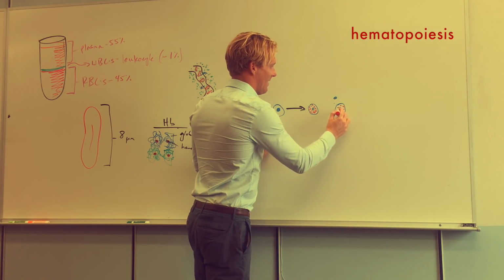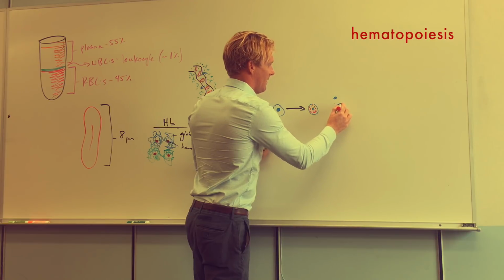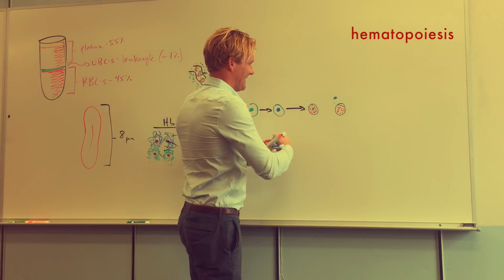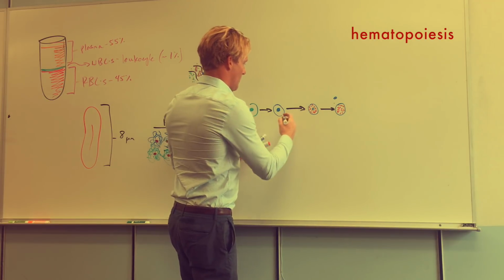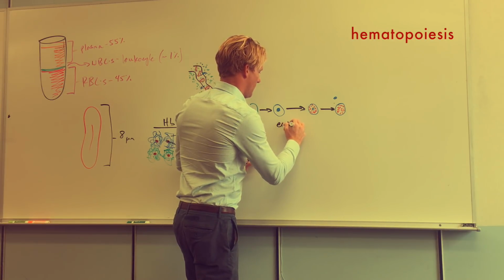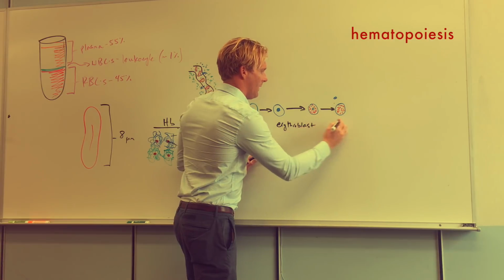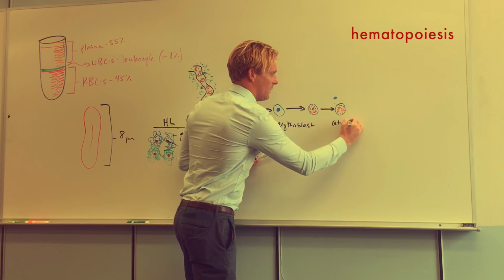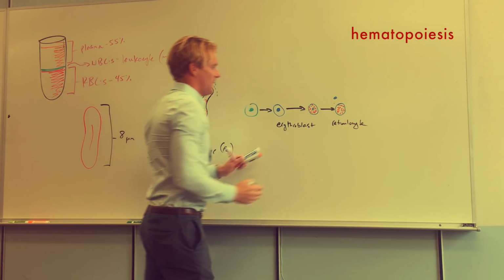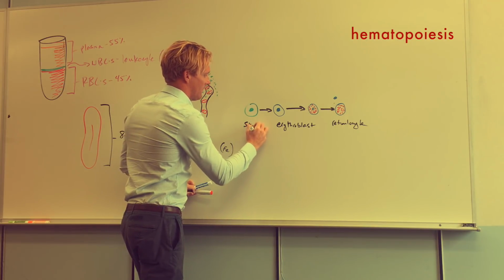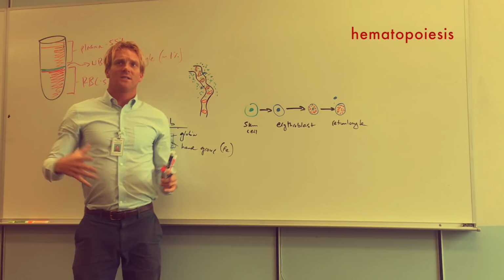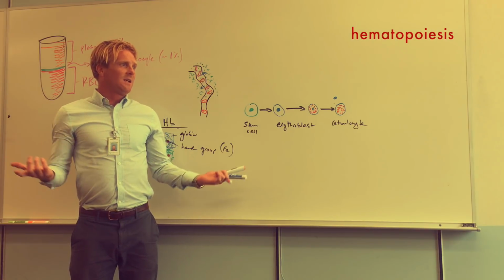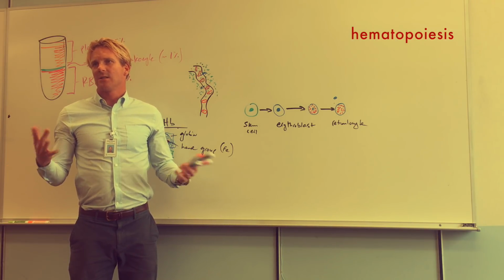This is a young red blood cell, which is called a reticulocyte. So if I were to label this, you've got an erythroblast and a reticulocyte. Okay, and this is a stem cell. That reticulocyte leaves the bone marrow, goes into the circulation, and acts like a red blood cell, it just looks a little different.